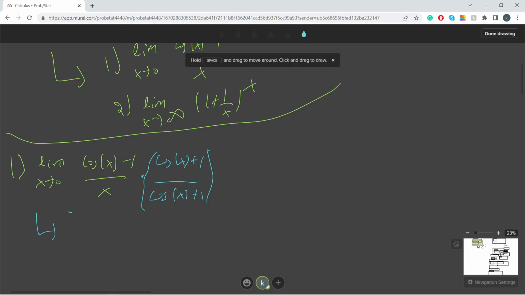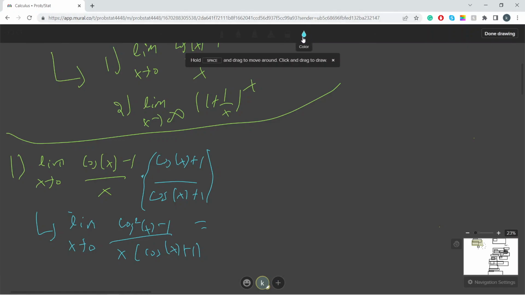So what do we have here? Well, we have the limit as x approaches 0 of cosine squared x minus 1 over x multiplied by cosine of x plus 1. Okay, so what does this mean? What is cosine squared x minus 1?